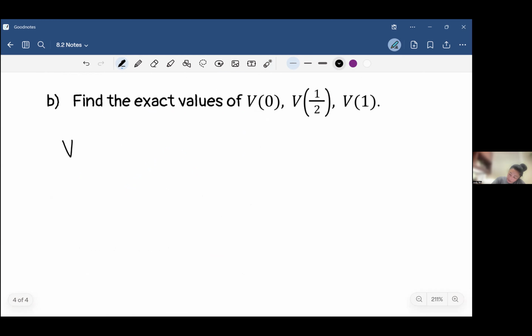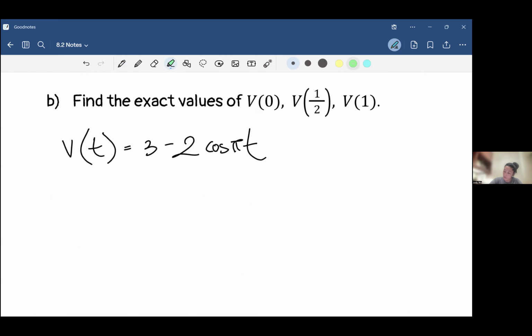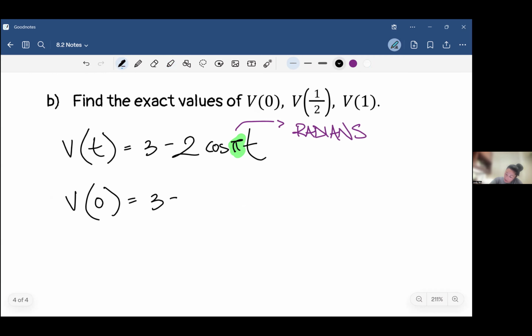All right, so v of t is 3 minus 2 cosine pi t. And by the way, the fact that I see a pi here is a really good indicator that we are in radians. And that's the mode that we want to be in when we graph it and also when we find those numbers, okay? So I'm going to make sure my calculator's in radians, and then I'm going to find v of 0, which is 3 minus 2 cosine of pi times 0.